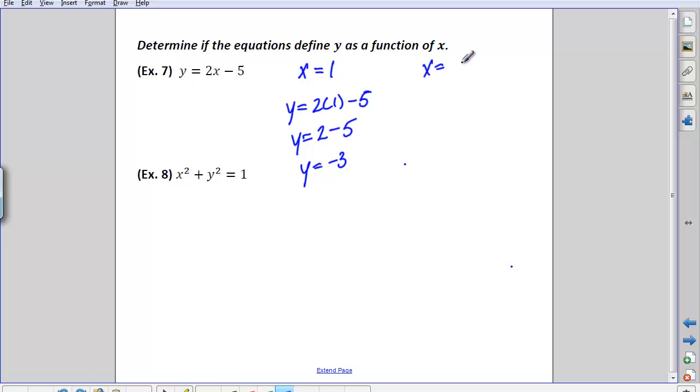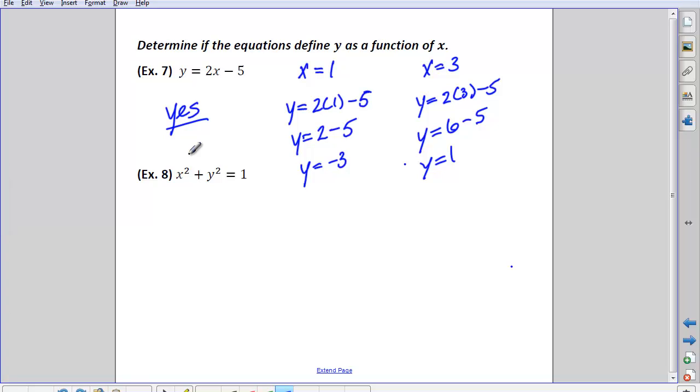And you could try another x value. You're going to find the same thing. As I try that x value out, is there any way I can get 2 different answers for this first step? 2 times 3, there's only one way to do that. 6 minus 5, there's only one way to do that. So it's pretty reasonable to assume that if I start with an x value and multiply by 2 and then subtract 5, I'm only ever going to get a single y value. There's not 2 different answers for multiplying by 2 and then subtracting 5. So here we could say that yes, that equation defines y as a function of x.